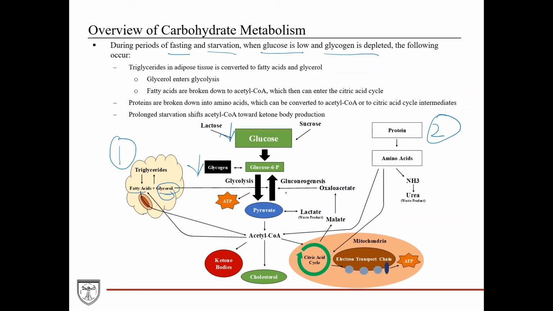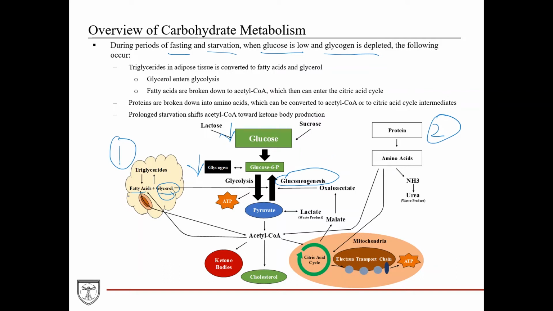Glycerol can then be used in the glycolytic pathway, and mainly it's going to be used in this process known as gluconeogenesis. Gluconeogenesis is a process that primarily occurs in the liver, and it converts pyruvate into glucose, which can then be used by other tissues for energy metabolism.